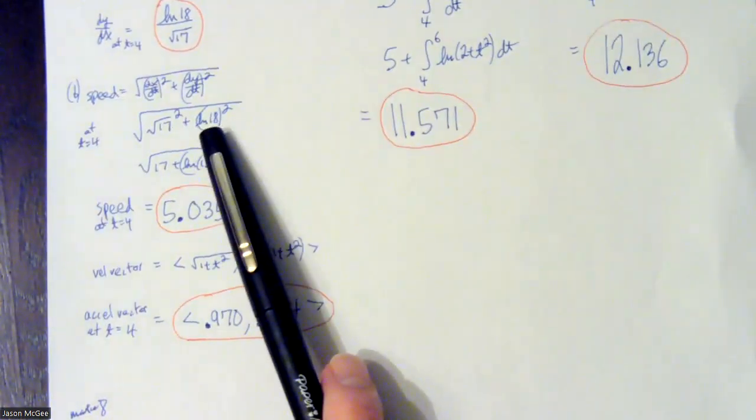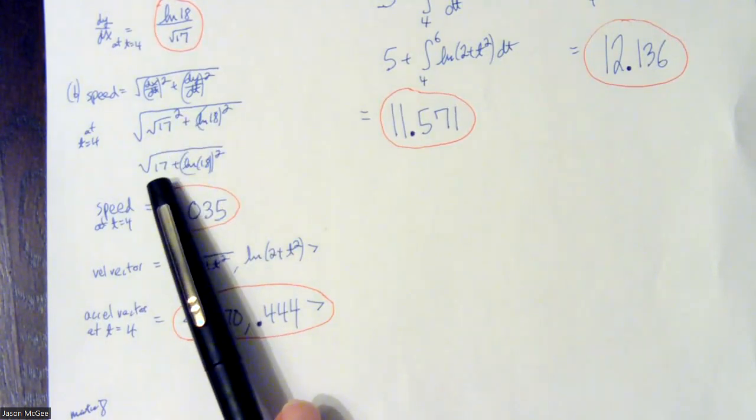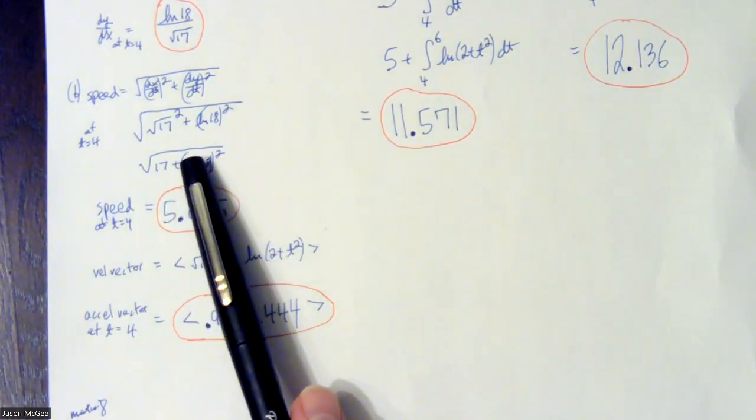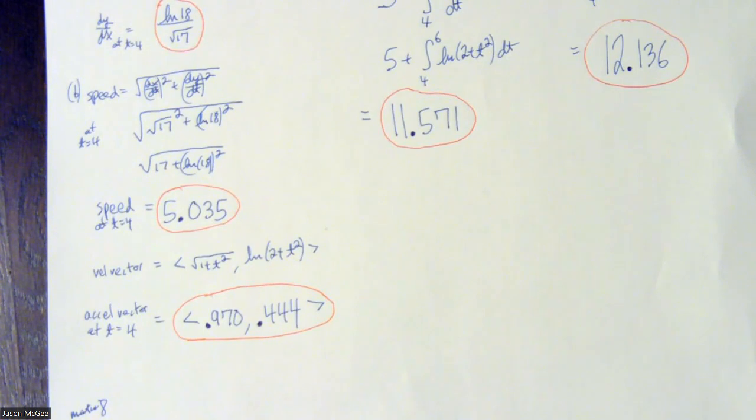I'm supposed to square both of those. And I square that radical, makes that disappear. And then you just plug that into the calculator. That's your speed, 5.035. Reminder, round your numbers at three decimal places.